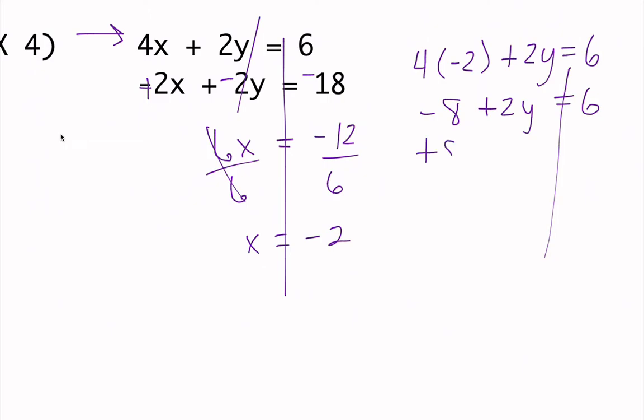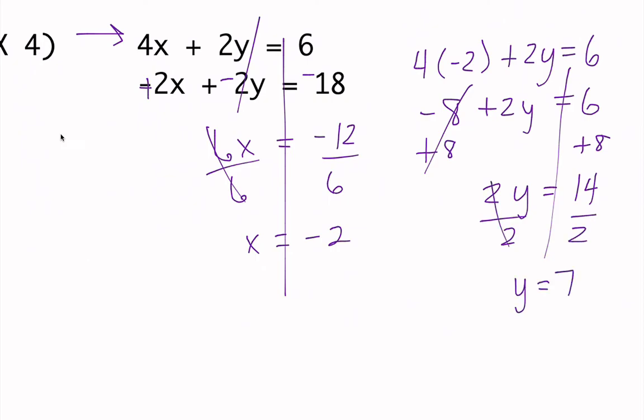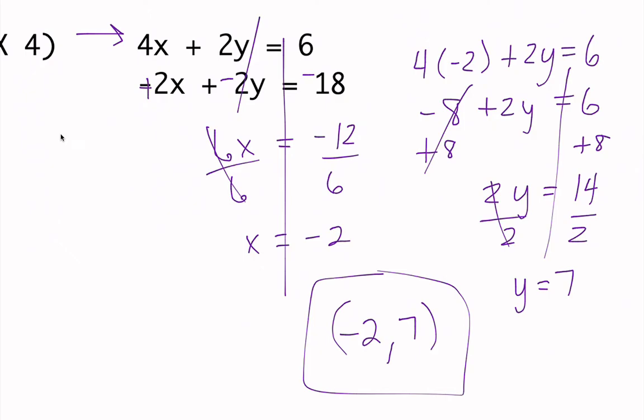Add 8 to both sides. 2y drops. 6 plus 8 is 14. Divide both sides by 2 to get y is equal to 7. So my final answer is negative 2, 7.